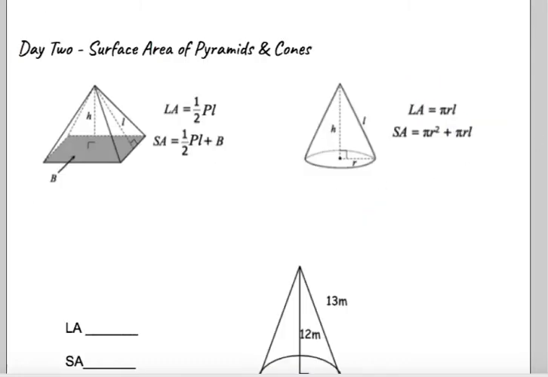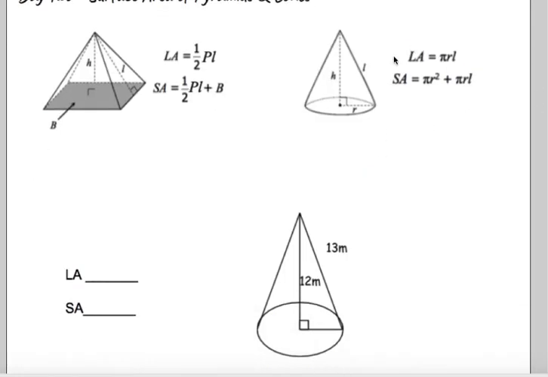Our third example today is a cone. The cone formulas are over here. The lateral area is pi RL, and the surface area is pi r squared plus pi RL. The pi r squared part there is the base, that circle on the bottom. The pi RL is the cone portion of it from that lateral area.